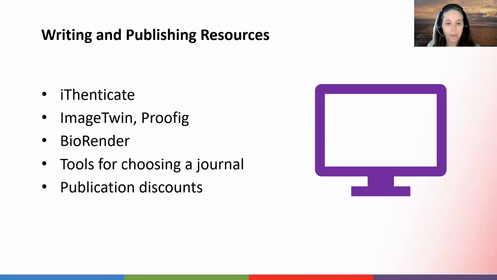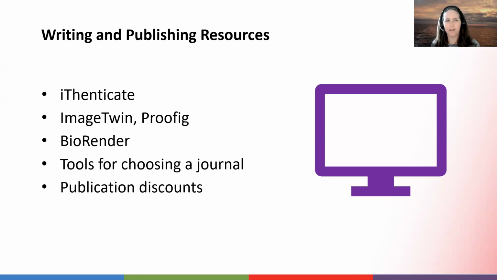And similarly, we also have available Image Twin and Proofig, which are image review tools, kind of the same idea, but looking for an image that might have been manipulated. Again, this is starting to get more common within journals, so this is a way for you to check before you submit it. And BioRender, if you're not familiar with it, you probably are, is software that helps you develop flowcharts and scientific images or graphical abstracts, sort of a visual summary of your research. It's a great tool for that, a very popular one. So that's just software that we have available.